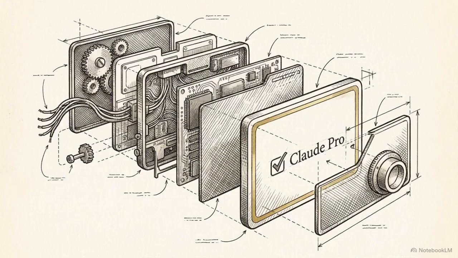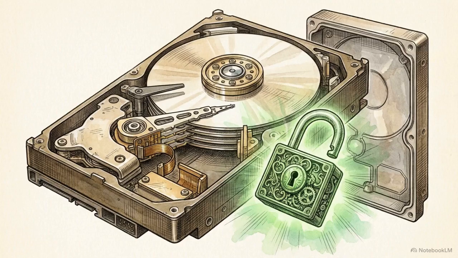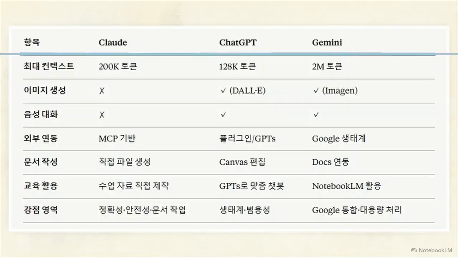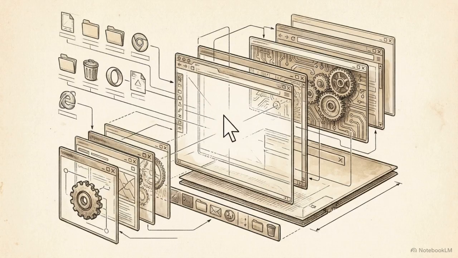First, a Claude Pro subscription. Second, the Claude desktop app. Third, local file access. Web browsers will not work. This chart compares the capabilities of Claude, ChatGPT, and Gemini. Looking at the external connections row, you see why Claude is uniquely positioned. While others rely on closed ecosystems, Claude uses an open standard called MCP, plugging securely into the software you already use.